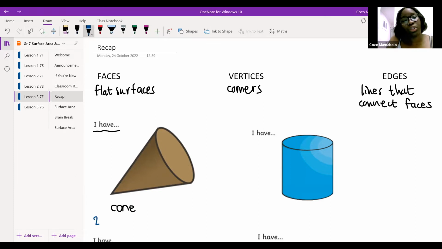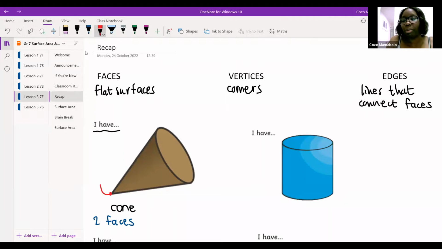Excellent. I have 2 faces. You guys are doing amazing. All right. Now I have to ask, how many vertices or how many corners does my shape have? How many vertices do we have, guys? Excellent. It's 1. It's because it's this top part over here, this tiny little bit.